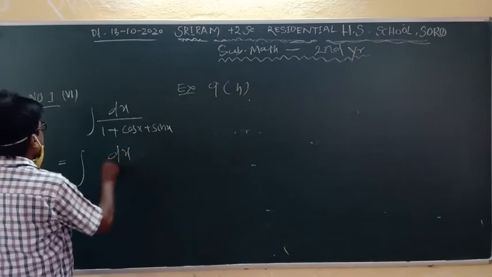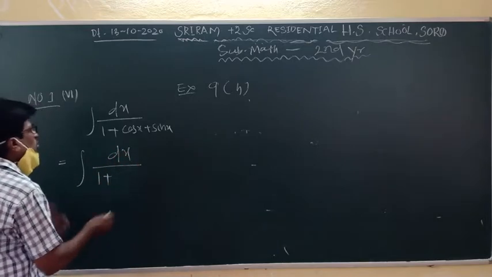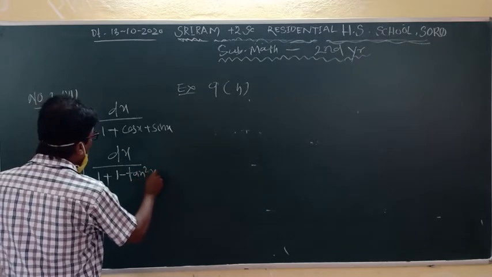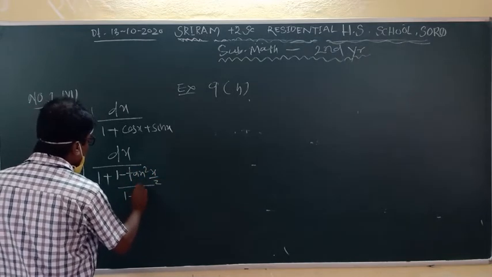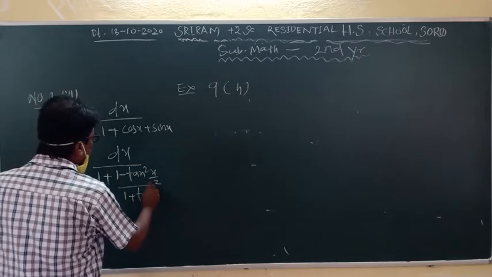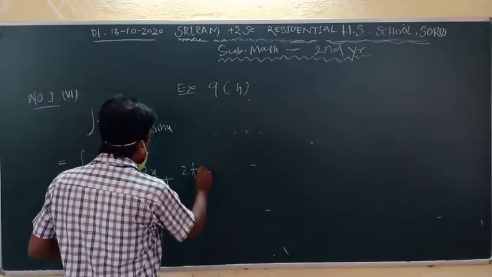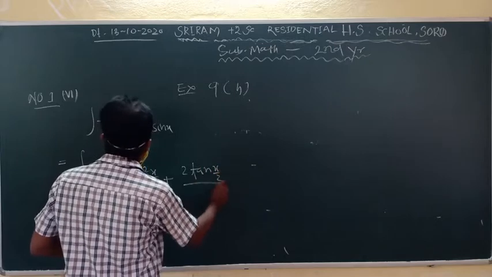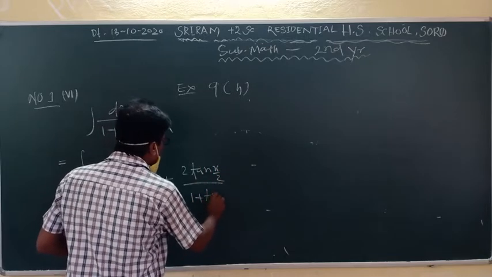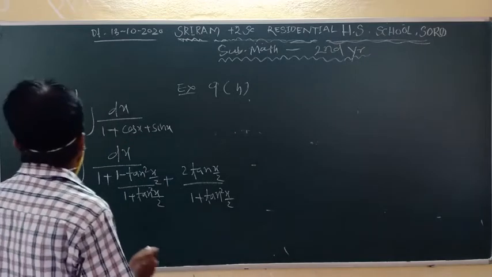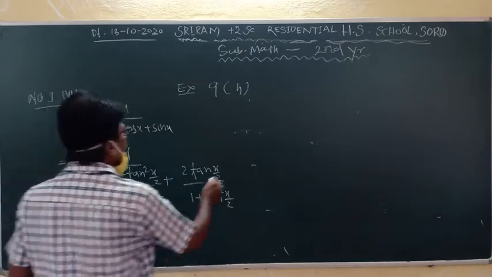Now, dx divided by 1 plus cos x, you put the value of cos x is equal to 1 minus tan square x by 2 divided by 1 plus tan square x by 2. Then next, you also put the value of sin x, that is 2 tan x by 2 whole divided by 1 plus tan square x by 2. You know that particular formula, you use this identity to find the evaluation of this integration.